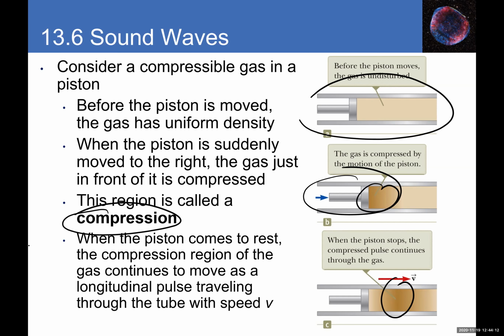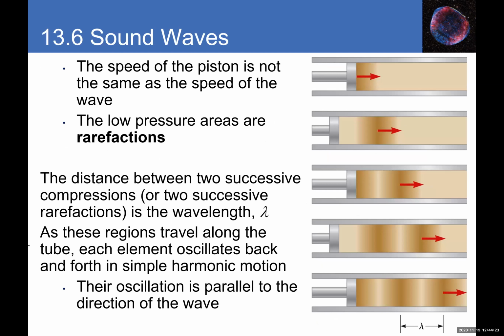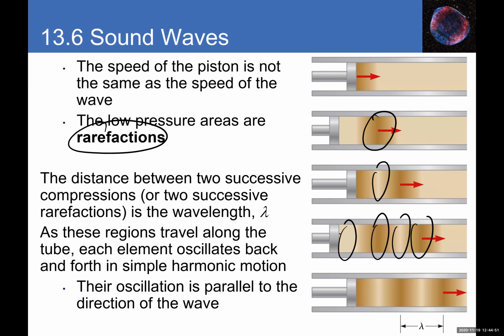When the piston comes to rest, the compression region of the gas continues to move because we were pushing it. It's going to continue moving with some kind of velocity. Then if you move the piston back, you can create what we call a rarefaction. It again changes the density in the fluid, and you generate regions that are more dense and regions that are not as dense: high density, low density, high density, low density.